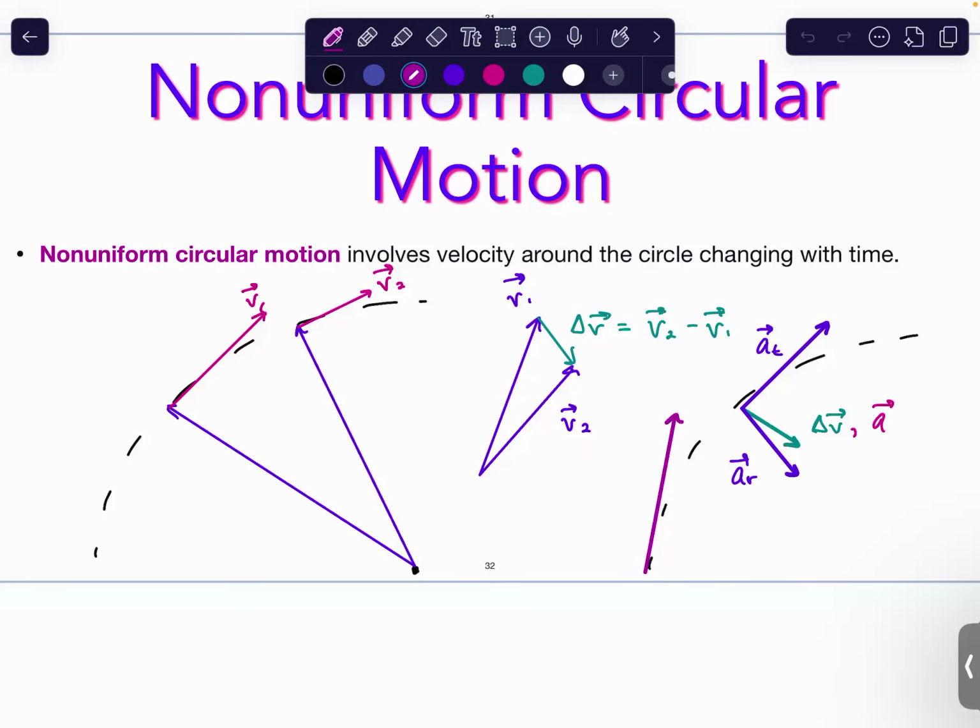Oh boy, we're almost done with circular motion. Can we just finish circular motion today and then get out early? Pretty please.